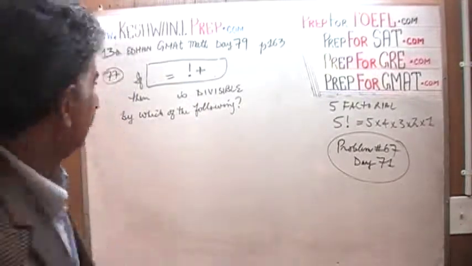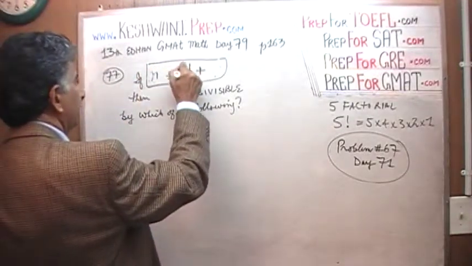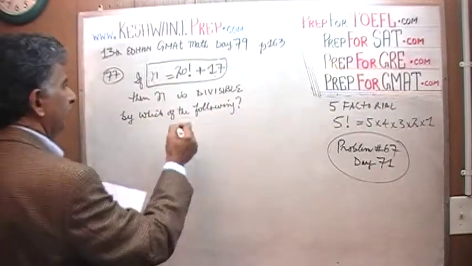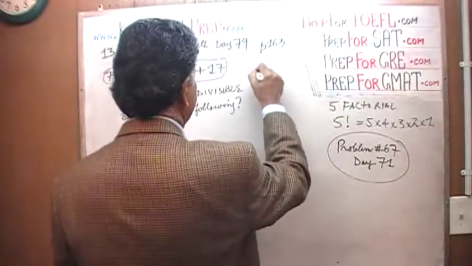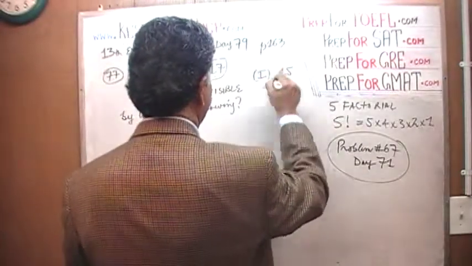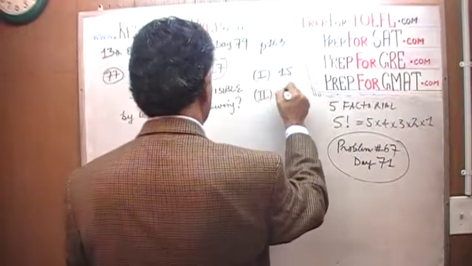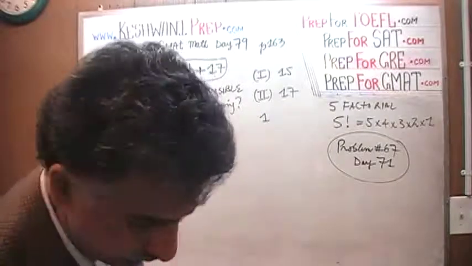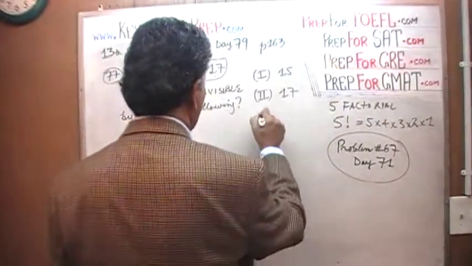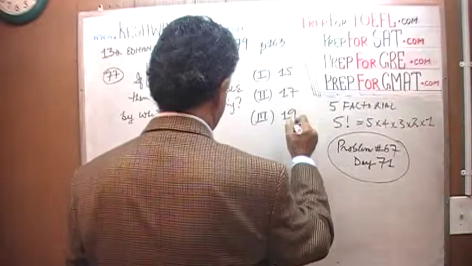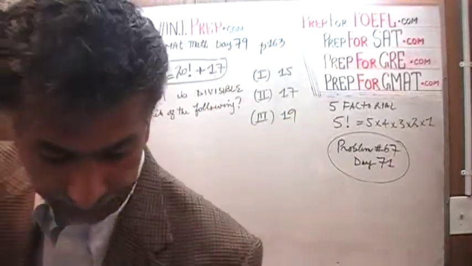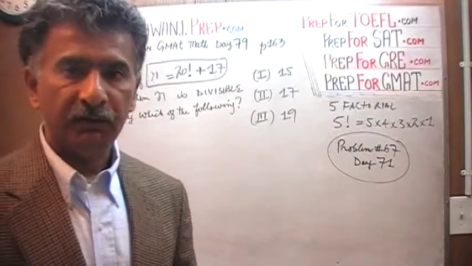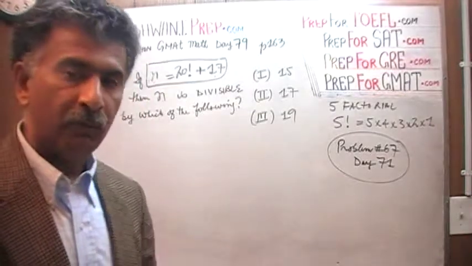They give us n equal to 20 factorial plus 17. Is n divisible by 15, 17, or 19? Now you see what I meant by that remark that I made in the beginning of the video. You might have thought it was very cocky and arrogant for me to say that this problem should take no more than 5 seconds, but now hopefully you will agree with me.